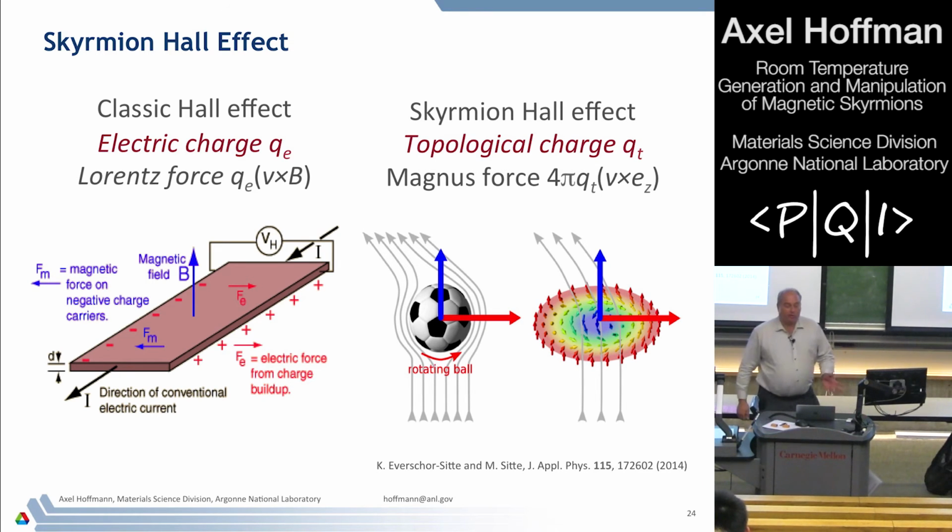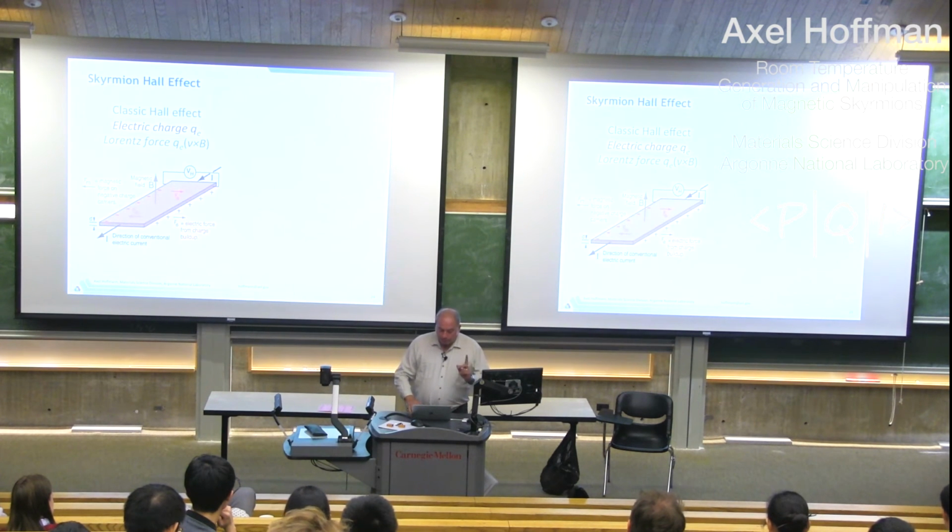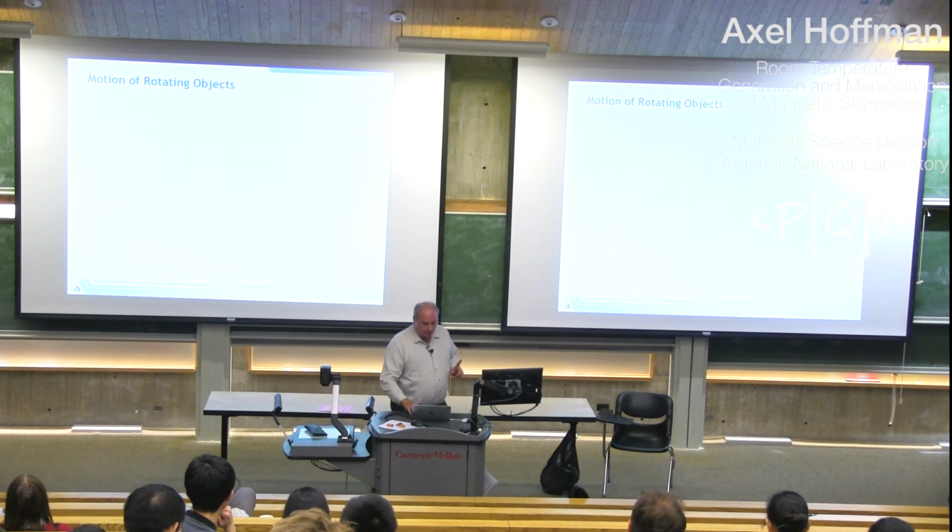Now, this Magnus force is an idea that's very well known if you have rotating objects moving through air, like a soccer ball or golf ball or baseball, whatever your favorite sport is. And what happens here is because of the rotation, you have different airflow on both sides, and that puts on a transverse force. It turns out for skyrmions, this also plays a role. But before I get there, I want to say, there's one thing.